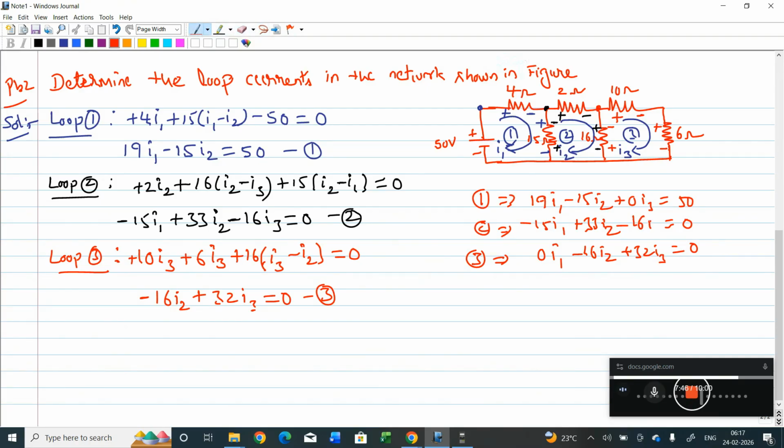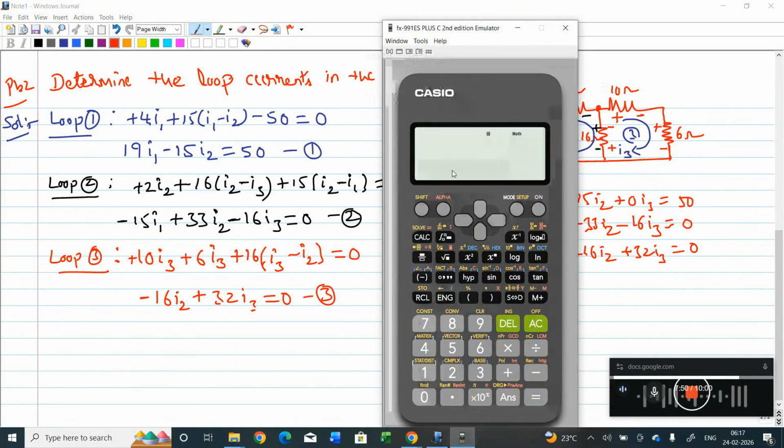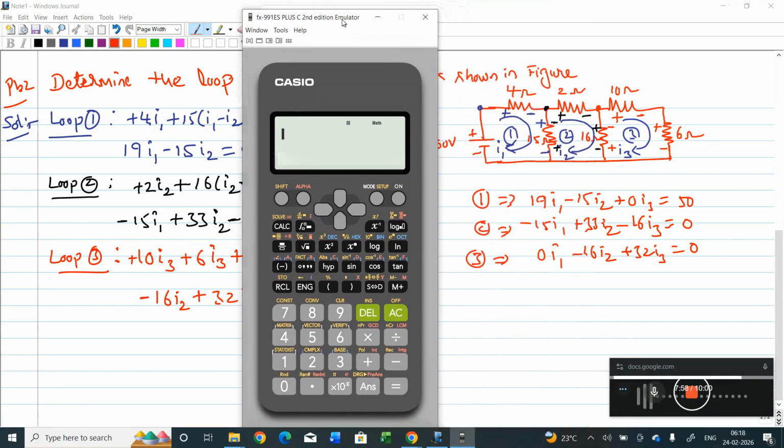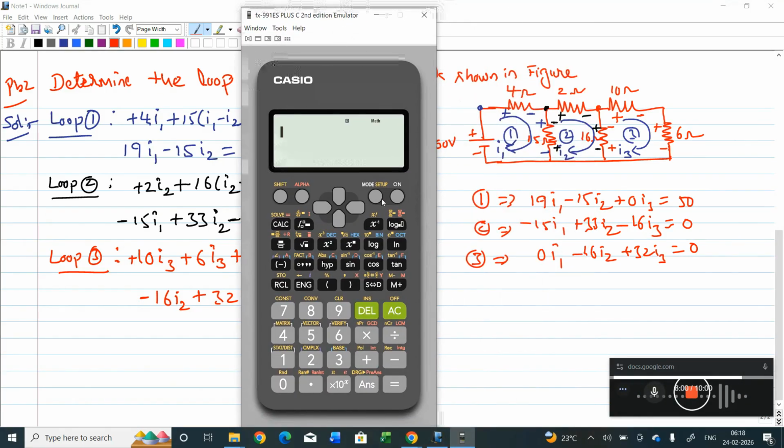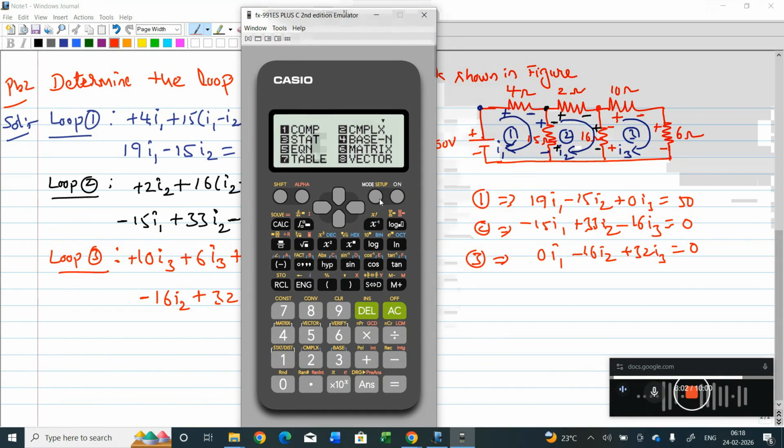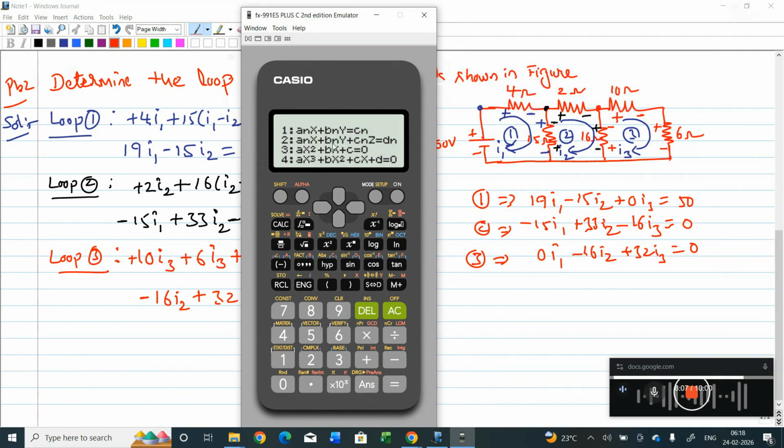Now we need to solve these equations. So take the calculator. As we have three equations, we need to solve using equation mode. Click on mode, select the equation option 5, and three unknowns are there. The option corresponding to three unknowns is equation 2.